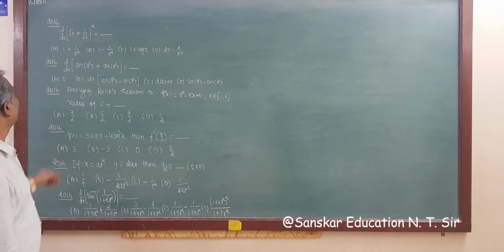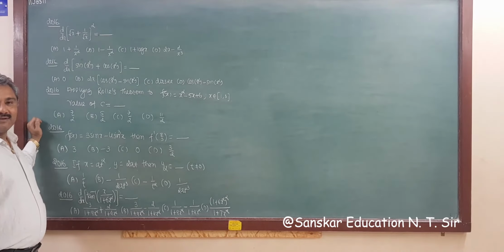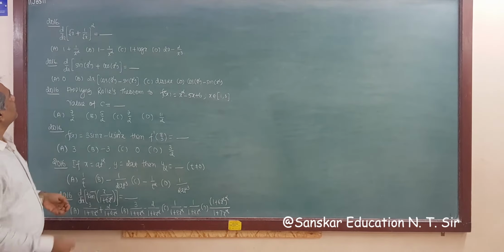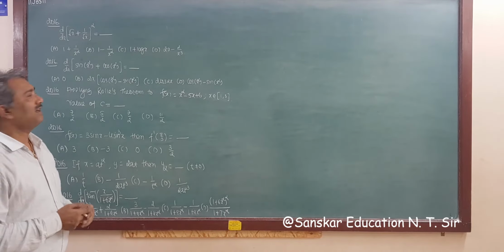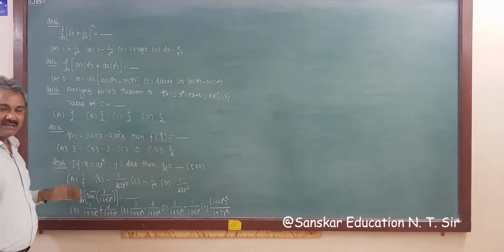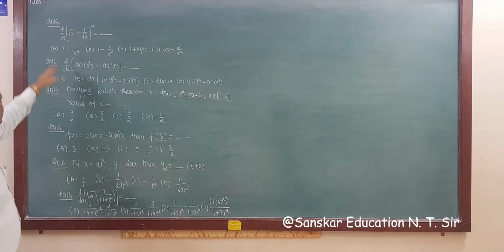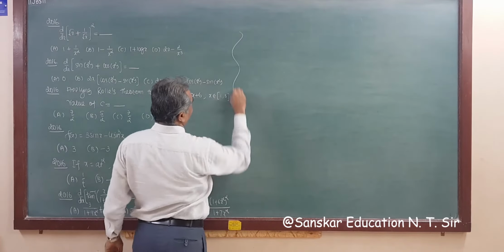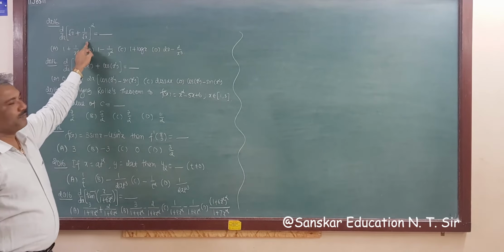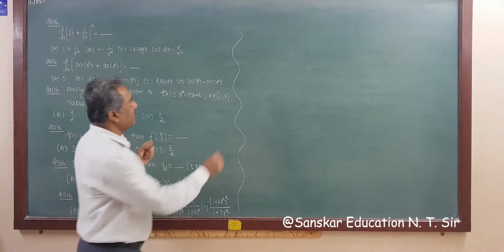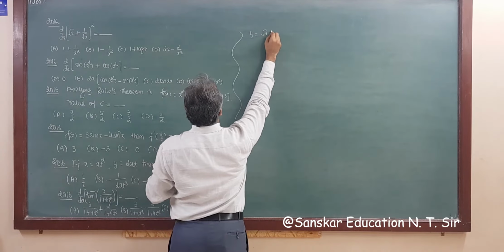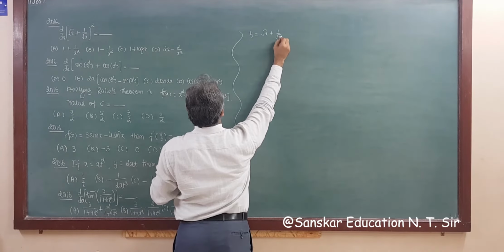Today we are starting with the solution of odd questions, and in this lecture we are solving questions of 2016. All questions are 2016. So the first question is d/dx of root x plus 1 upon root x. As usual, we take y is equal to root x plus 1 upon root x whole square.